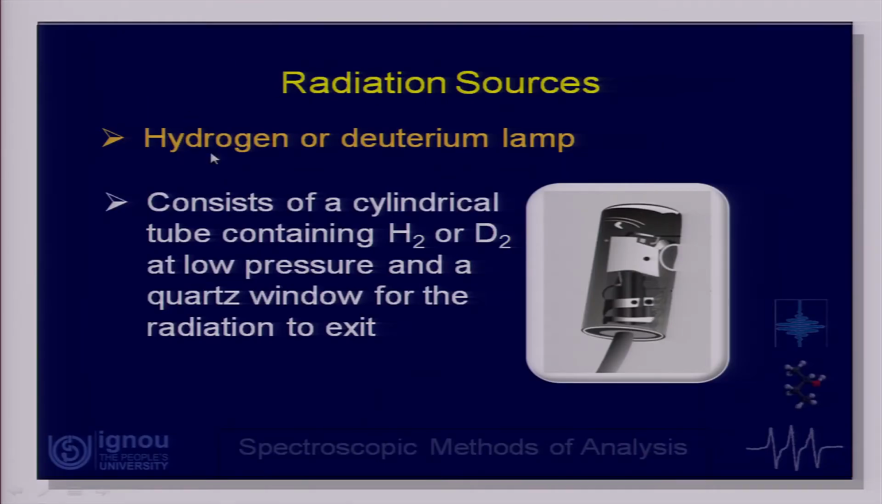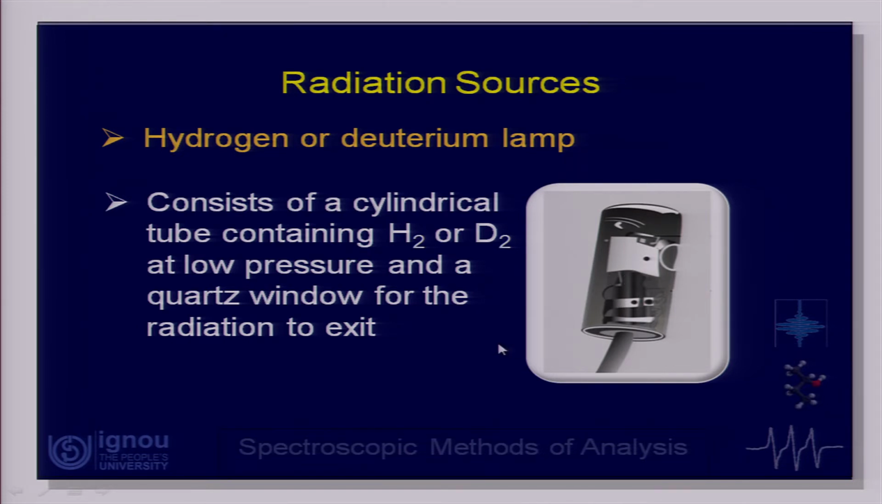They are identical to each other. The only difference is in terms of the gas used. Essentially, a hydrogen or a deuterium lamp consists of a cylindrical tube containing hydrogen or deuterium at low pressure, and there is a quartz window for the radiation to exit. Basically, you have a tube here with hydrogen or deuterium gas in it, and there is a quartz window somewhere here from which the radiation comes out.